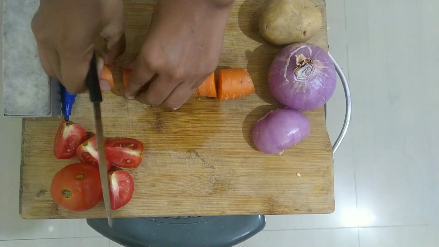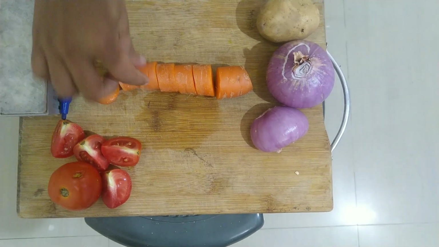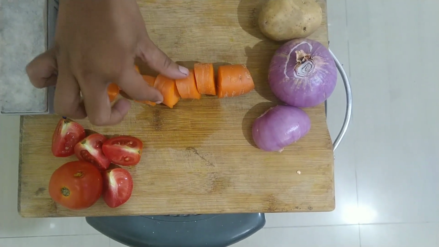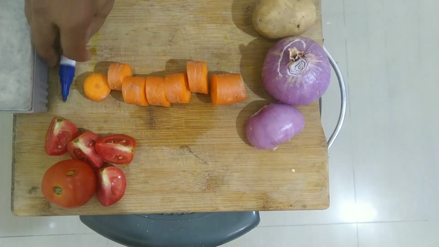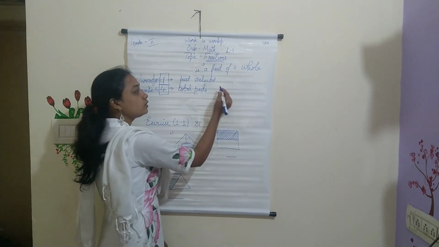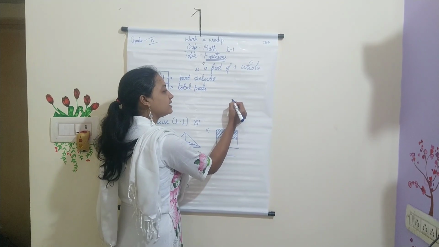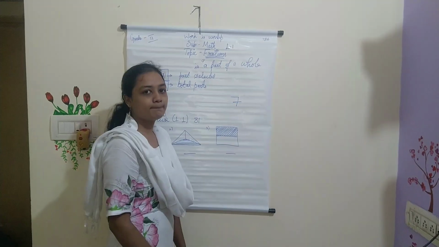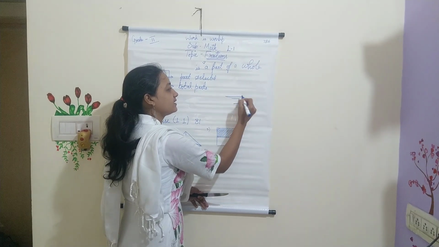Now how many parts have I cut this into? 1, 2, 3, 4, 5, 6, 7 parts. Now come to the board. So how many parts has the carrot been cut into? The carrot is cut into 7 parts, right? This is the total number of parts, 7.